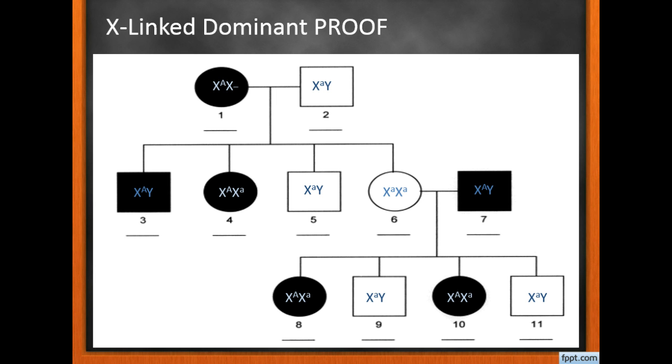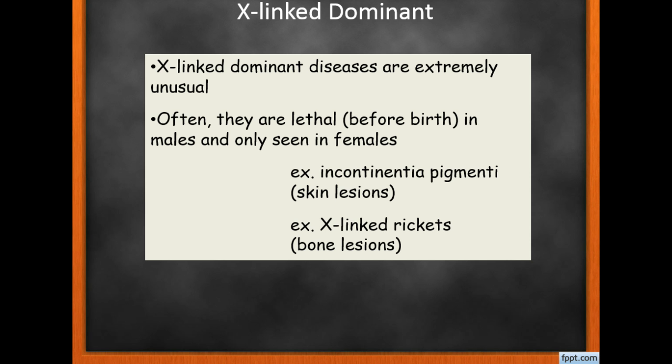We have now proved that a possible mode of inheritance is the X-linked dominant way of inheritance for that trait. We already looked at autosomal diseases and disorders for autosomal dominant and autosomal recessive. The X-linked dominant diseases and disorders are extremely rare. Often in males, the males die before birth, and these X-linked dominant disorders are only seen in females. We have two examples here: skin lesions and bone lesions.